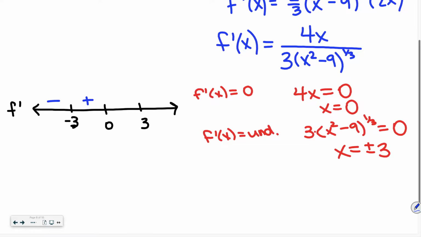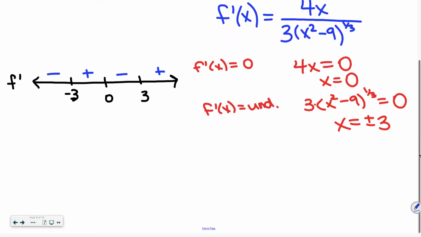If we choose a number in this interval, like +1, we would have 4 over 3 times 1 minus 9 to the 1/3. That's going to be a negative number. And if we choose a number in this interval, like +4, we would have 16 over 3 times the quantity 16 minus 9 to the 1/3. Those would all give us positive values. Now, is it always going to alternate? No, don't get fooled. You have to test every one.